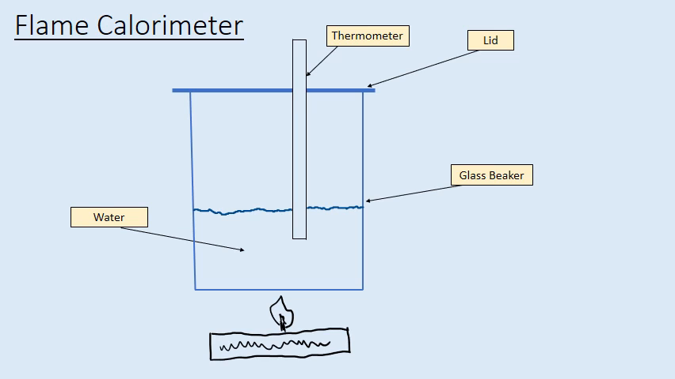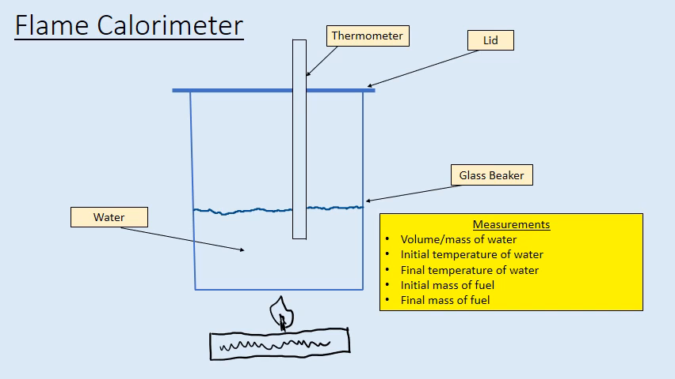So what we're doing is we're carrying out a reaction underneath by burning the fuel. That energy from the fuel, the energy being released, is being used to heat up the water, and we're measuring the changing temperature of that water. So things we need to know here is how much water is being heated up, so the volume or the mass. We would need to know the initial temperature of the water and the final temperature, so we could work out the change in temperature. We'd also need to know how much fuel has been used, so that we can convert that into a kilojoules per mole. We'll carry out a calculation based on that.